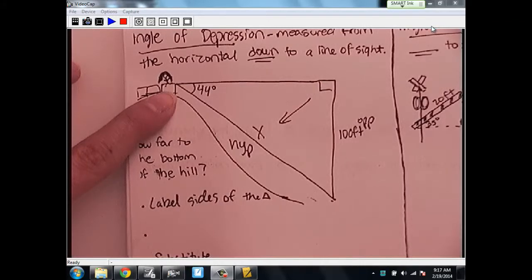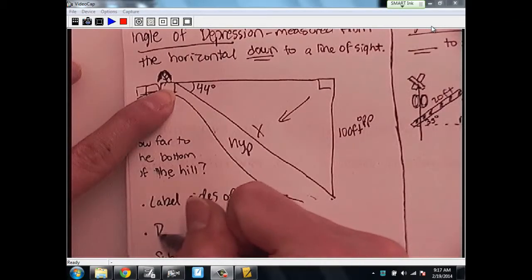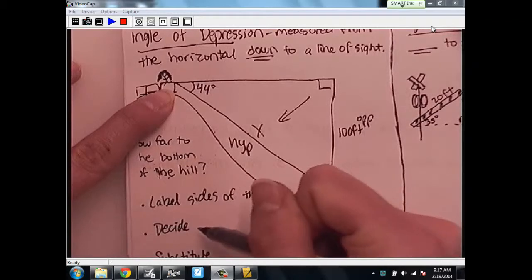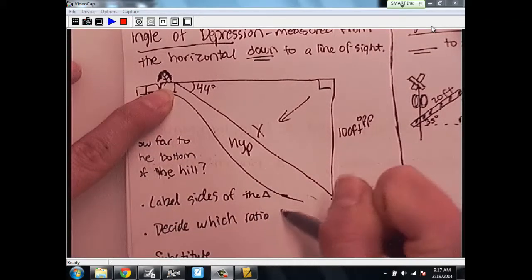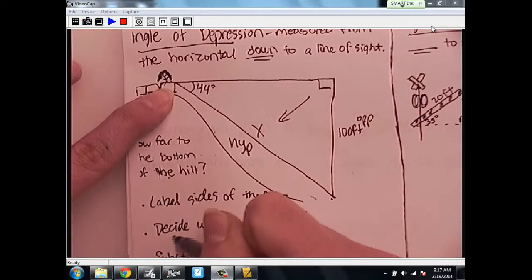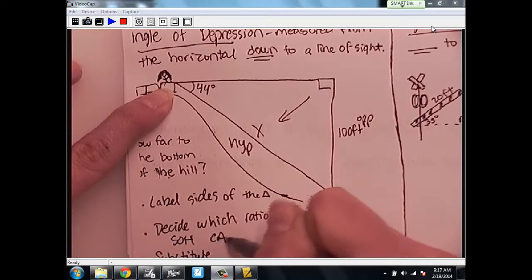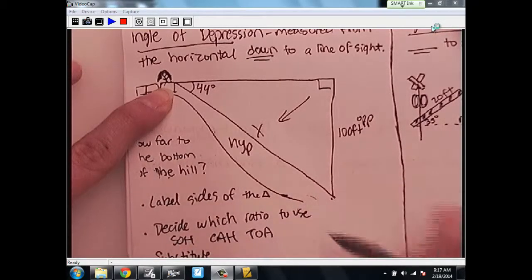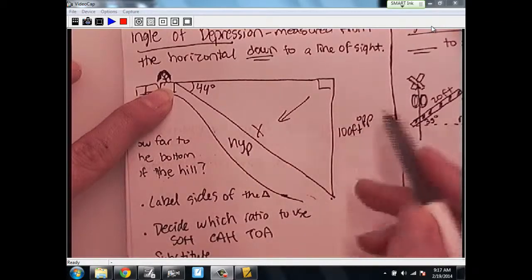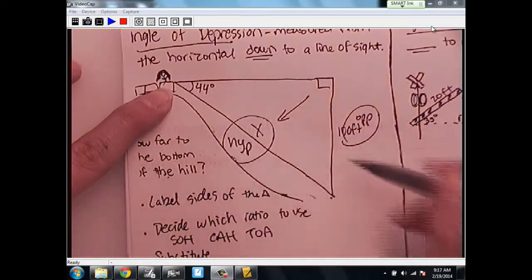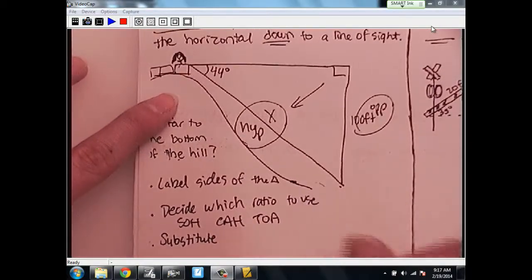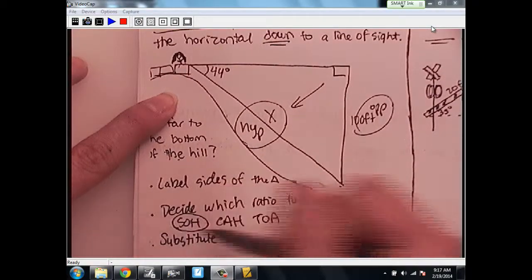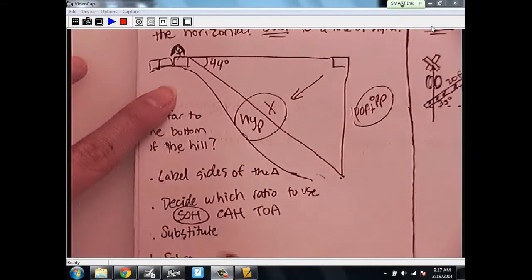Now what? We need to decide which ratio to use. Do we use SOH, CAH, or TOA? I have opposite, and I have hypotenuse. Which one deals with opposite and hypotenuse? Your sine, right? So then we're going to substitute, and then we're going to solve.